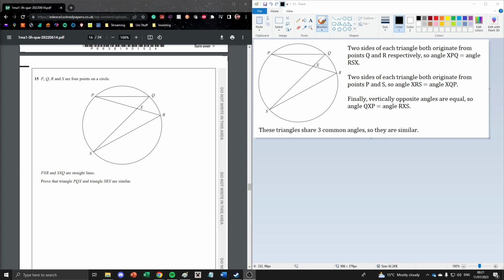Finally, we know at this point here, vertically opposite angles are the same. So angle PXQ must be equal to angle RXS. And so the three angles of both triangles are the same. And so they're similar.